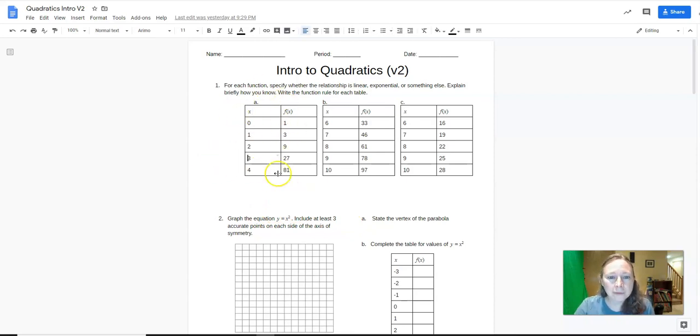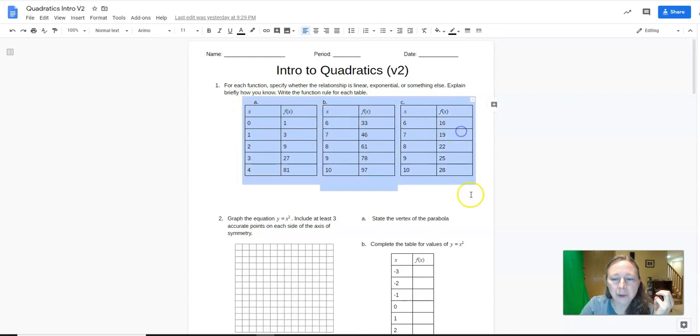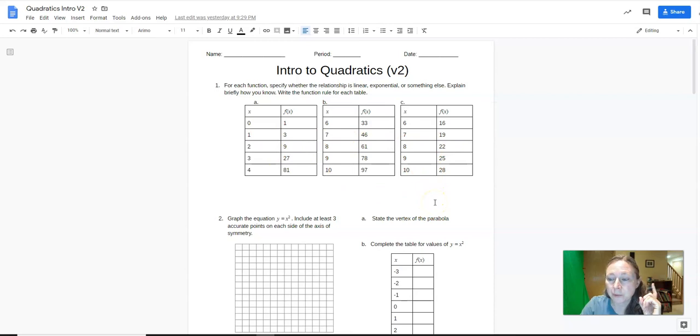So we start off with problem number 1. Just to take a look at 3 different possible functions and try to figure out if the relationship we're looking at here is linear, exponential, or if it's something else. So I'd like you at this time to just kind of pause the video and take a look at these 3 tables and try to figure out which one's linear, which one's exponential, and which one's neither of the two. Okay, pause for a moment.